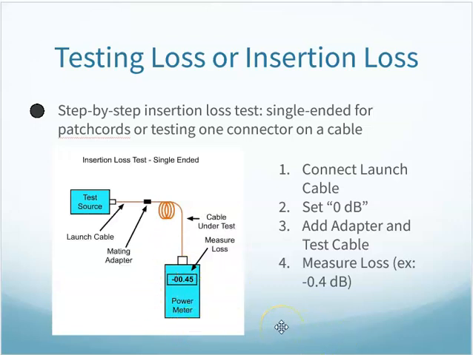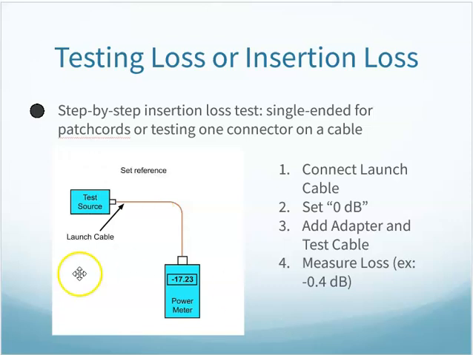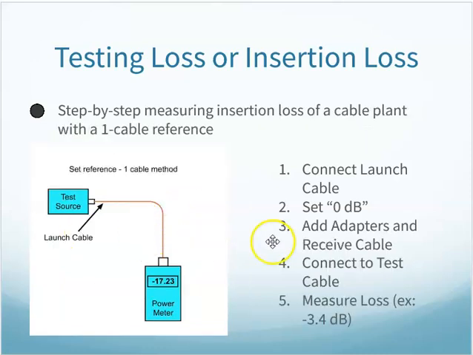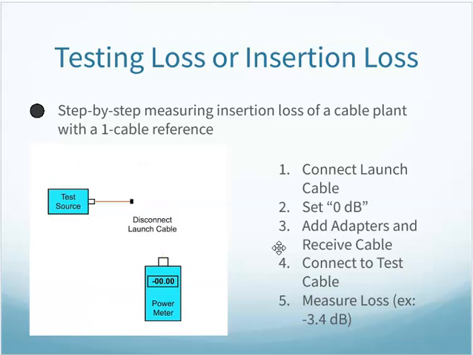You should see down there, you know, negative 0.5 decibels, that kind of thing. That is how you test loss. That's how we're going to hook up our cable to test for loss. I believe this one shows you how to do it for a cable plant in a building.